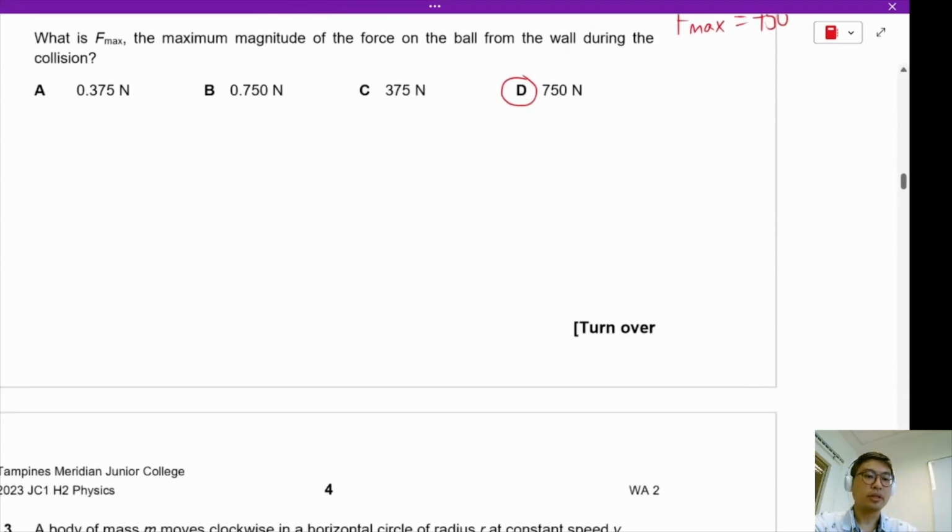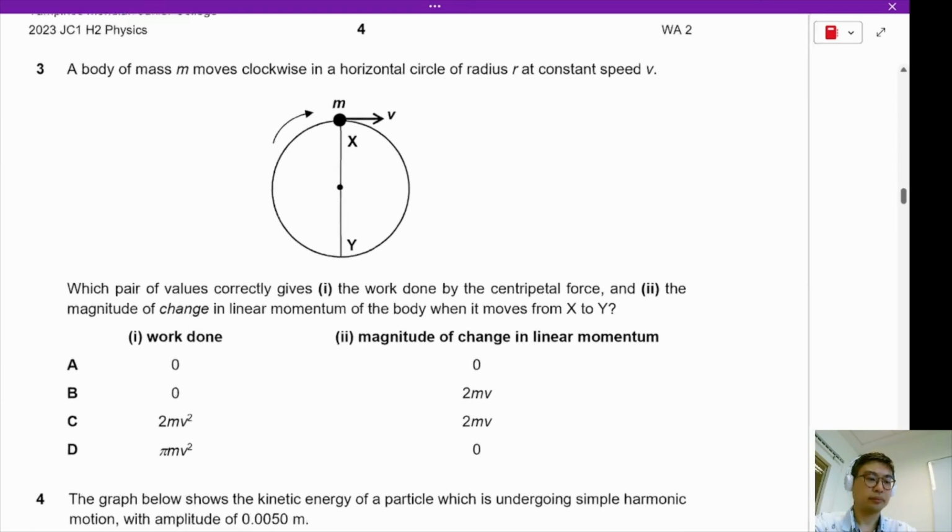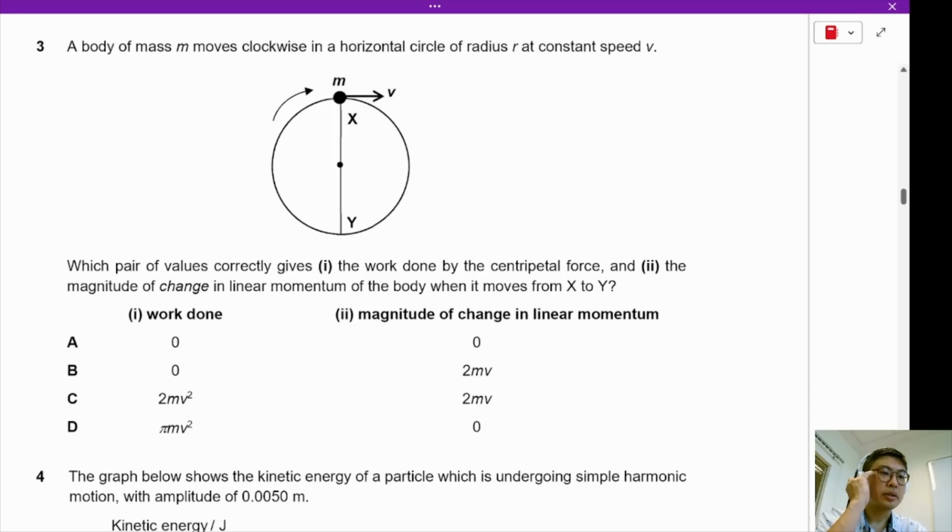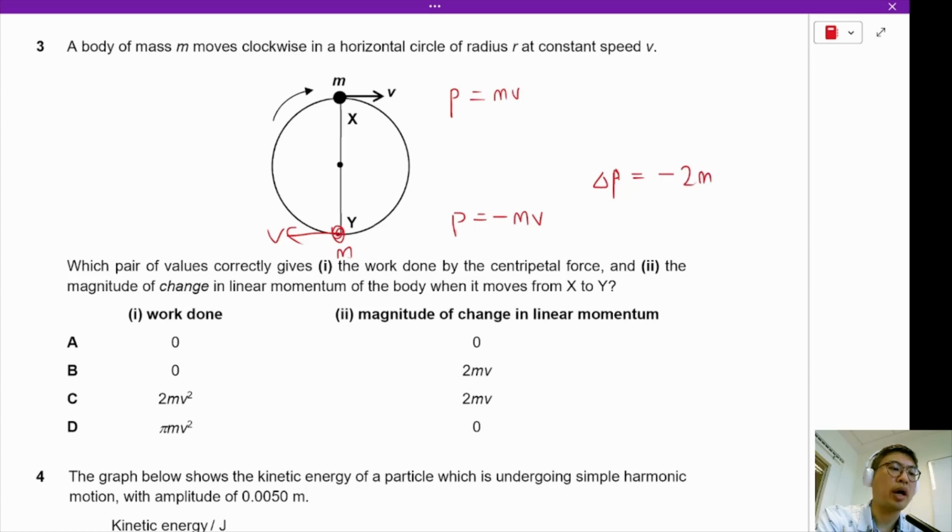Right, let's go to question 3. A body of mass m moves in a horizontal circle. So the momentum at this point, this is m, this is v, will be mv, and the momentum at this point will be minus mv. So the change in momentum will be minus 2 mv.